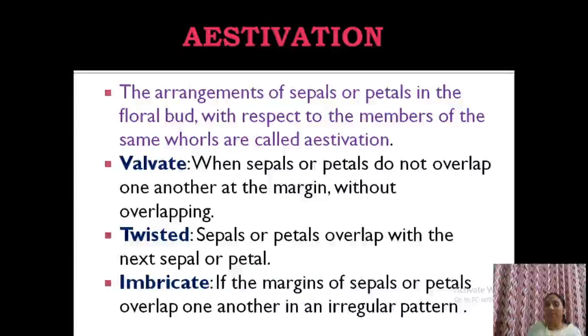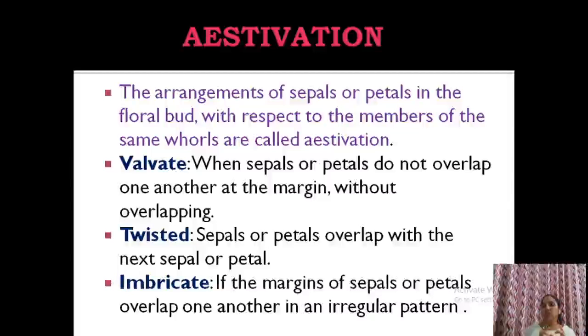Okay. But in imbricate you cannot clearly say the pattern. That is an irregular pattern of arrangement. So anyway, this is the arrangement of sepals and petals, and it can be clearly visible in the bud condition, in the flower bud. When you look at the flower bud, you can see how it is arranged.